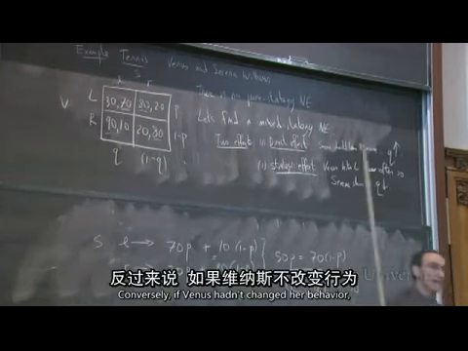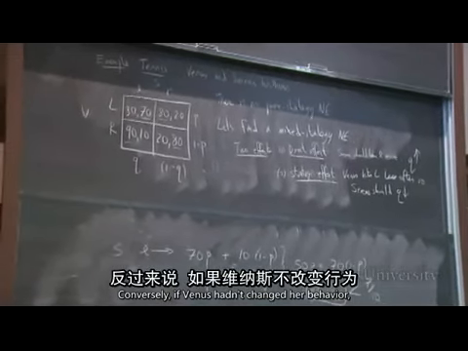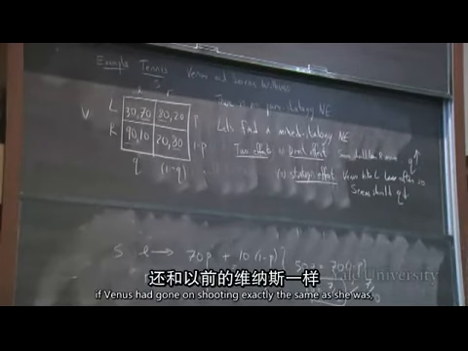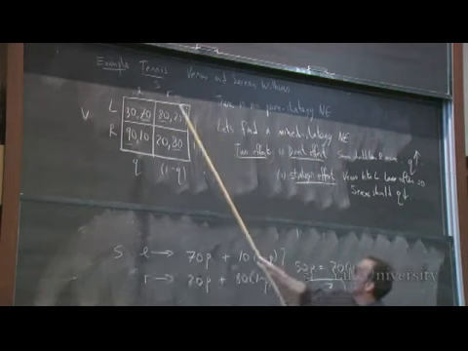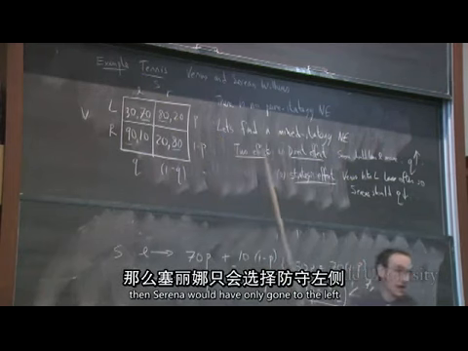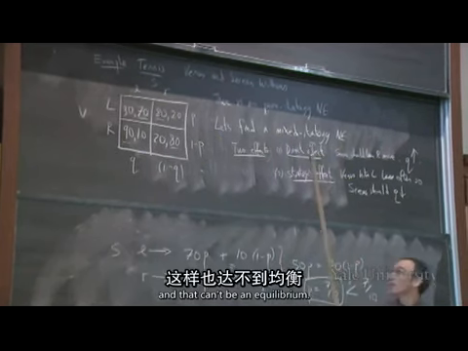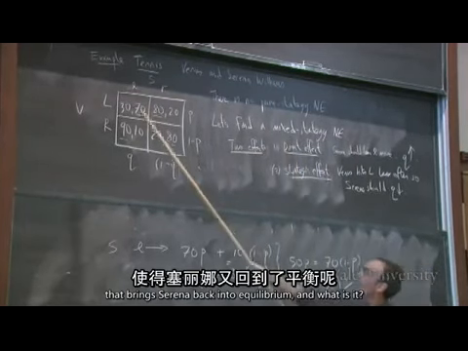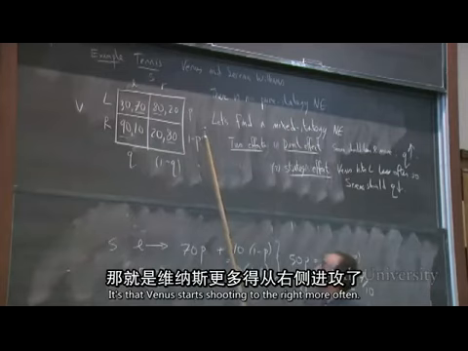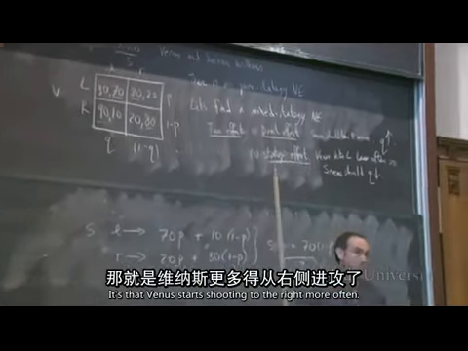Right, and conversely, if Venus hadn't changed her behavior, if Venus had gone on shooting exactly the same as she was, P and 1 minus P as before, then Serena would have only gone to the left. And that can't be an equilibrium, so it must be something about Venus's play brings Serena back into equilibrium. And what is it? It's that Venus starts shooting to the right more often.